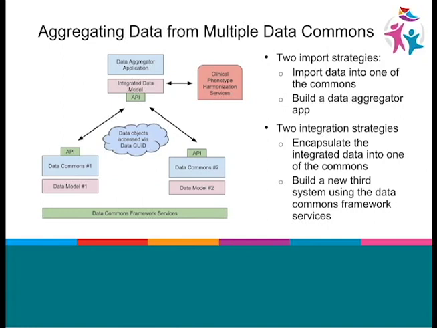One dimension is, do you import the data, or does the data stay in each commons and you access it through the API? The other dimension is, what's the systems boundary, the compliance boundary, the security boundary, and the data use, data agreement, data certification boundary between the 2 systems. That gives you sort of a 2x2 square at the simplest of how you can interoperate.